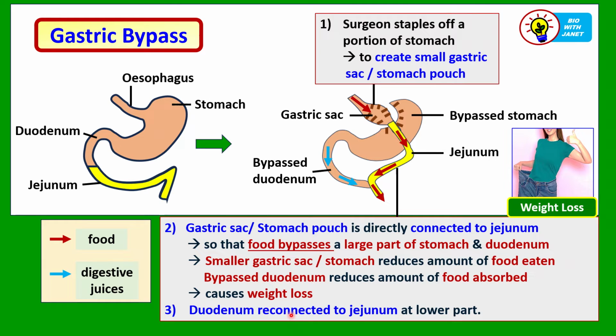Now, next, there's one more point. The duodenum that was cut has to be connected somewhere. So it's reconnected to the jejunum, but at the lower part of the jejunum. So this will allow the enzymes, the gastric juices from the stomach, and the pancreatic juice from the duodenum, with the enzymes lipase, amylase, trypsin, to still be channeled into the jejunum to digest the food.